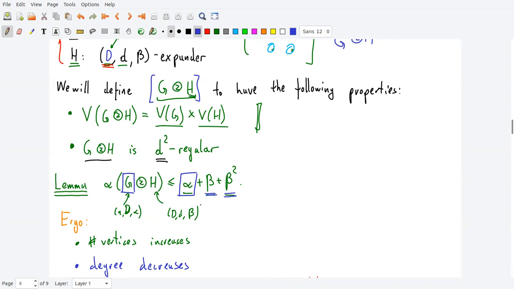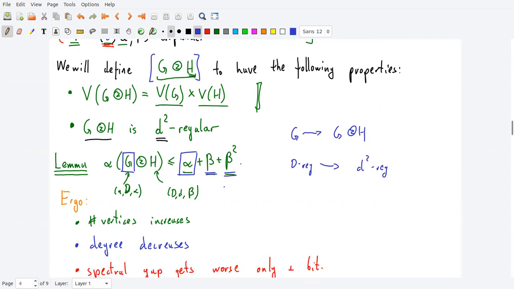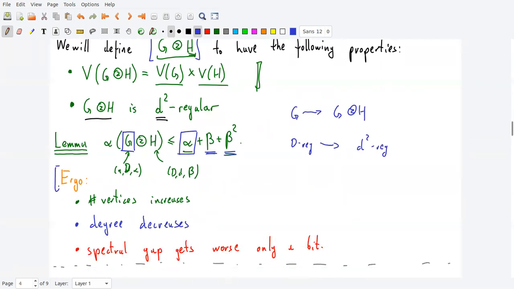But the main goal of this construction is that if we go from G to G zigzag H, then from a D-regular graph where D can be very large, we get a graph that is only d squared regular. So in other words, the thing that the zigzag product achieves is that the degree strictly decreases if capital D is much larger than d squared, while the spectral gap gets worse only a bit. And the side effect is that the number of vertices increases a bit, by multiplying by the size of H.